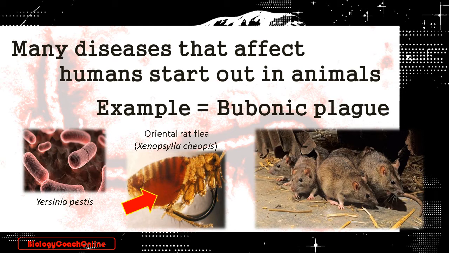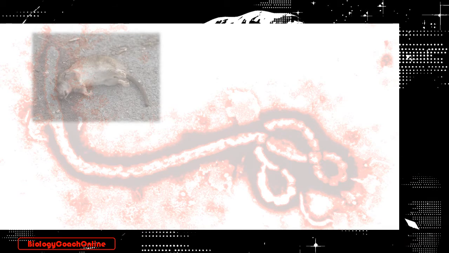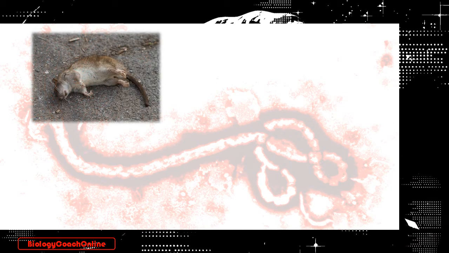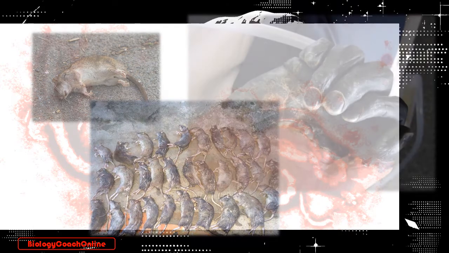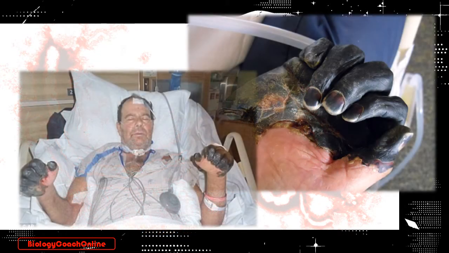rat. Yersinia pestis attacks the lymphatic system and subsequently kills the rat. After the rat dies, the flea searches out another host, preferably another rat. However, if another living rat is not available, well, any human will suffice.